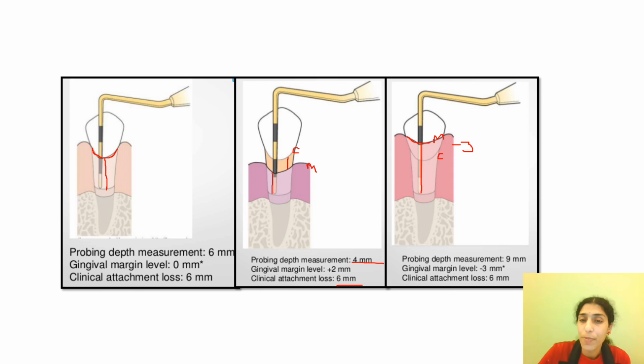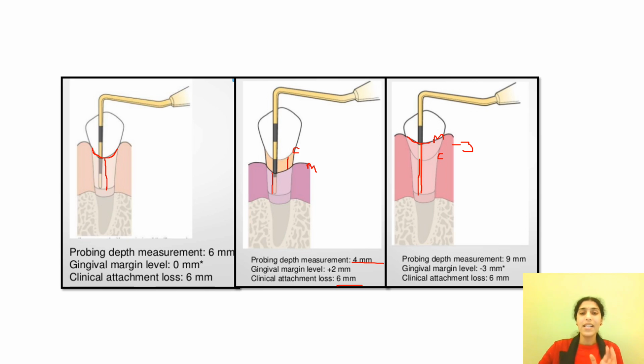So the clinical attachment loss is how much? The actual attachment loss always has to be calculated from the CEJ to the base of the pocket. So from the CEJ to the base of the pocket only we should consider. We don't consider this extra margin to CEJ level. So we have to subtract this 3 mm from the total pocket depth, which means 9 minus 3. So the actual clinical attachment loss will be 6 millimeter.